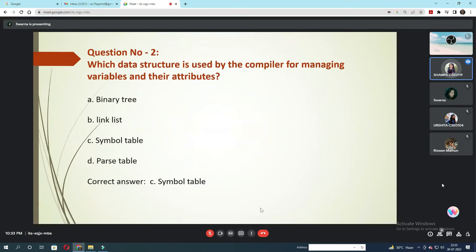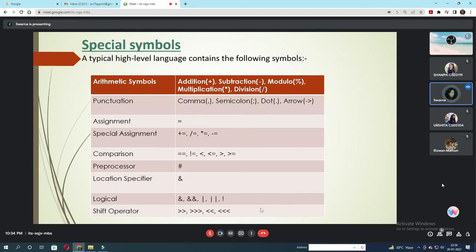So here the question is: which data structure is used by the compiler for managing the variables and their attributes? The four options are binary trees, linked list, symbol table, and parse table. The correct answer is the symbol table, because symbol tables are data structures that are used by the compiler to hold information about source program constructs. The information is collected incrementally by the analysis phases of a compiler and used by the synthesis phases to generate the target code. Then comes punctuation, which is comma, semicolon, dot, arrow, etc.